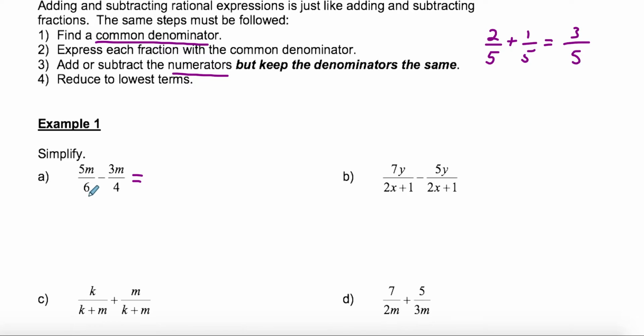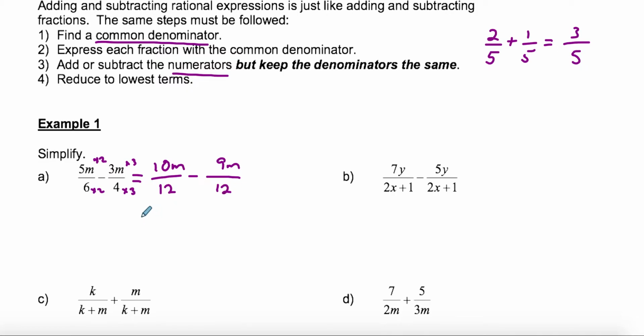So this first one, I really focus on the denominator. I need a common denominator between 6 and 4. You could just multiply those together to get 24, but normally we try and go with the lowest common denominator, which I think here would be 12. I have to multiply 6 by 2 to get 12, so I have to multiply the numerator by 2 as well. So I get 12 in the denominator and 10m in the numerator. And then 4, to get 12, I'd have to multiply by 3. So I have to make sure I do the same thing to the numerator. So I have 9m over 12.